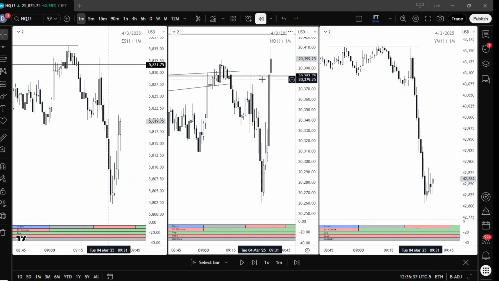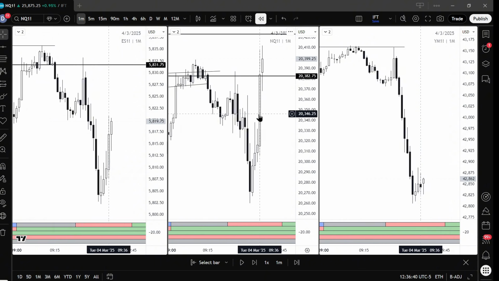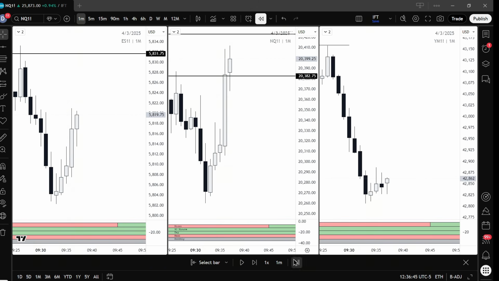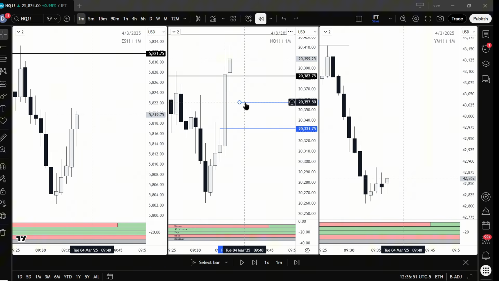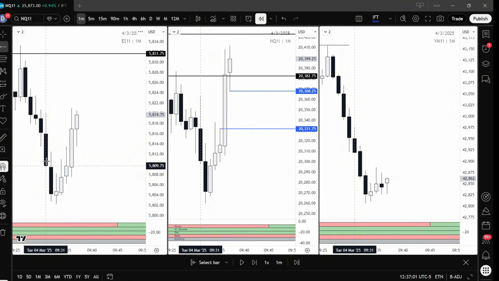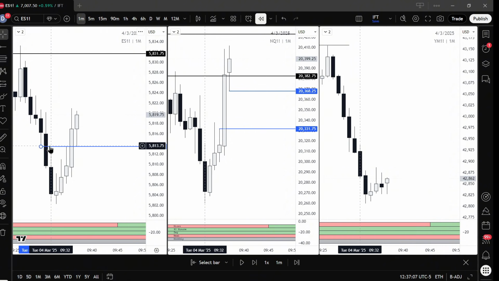So as you can see, we've reached into this 25 level, which is good. And we have also at the same time formed our first initial fair value gap, our first presented fair value gap. So what we're going to do now is mark that. And we will do the same thing on ES, but ES has not yet formed its first presented fair value gap. This is ES's first presented fair value gap, so we're going to mark that as well.